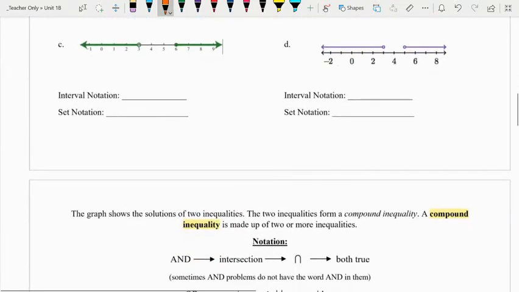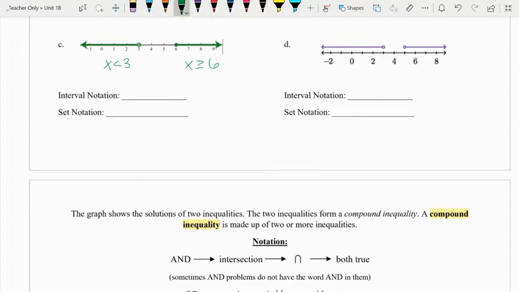Similar to number 2 above, letter C, we have 2 separate ones, which means that we can't put it as a betweenness setup because it's not actually talking about being between. So first off, let's write the inequalities. This part here is x is less than 3. And on the right, x is greater than or equal to 6.